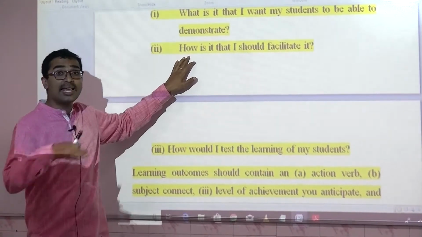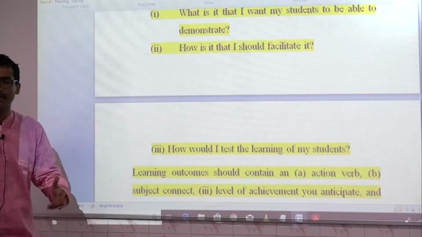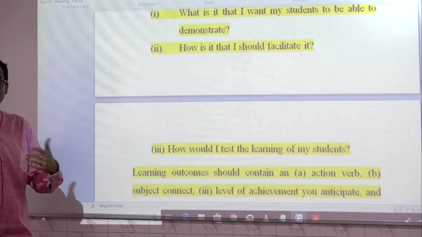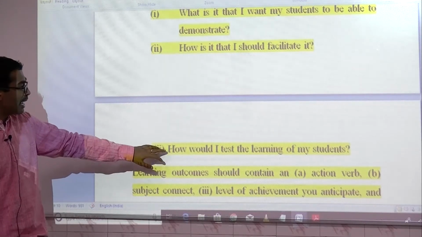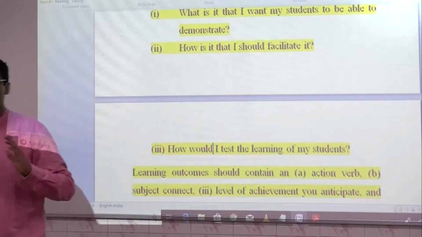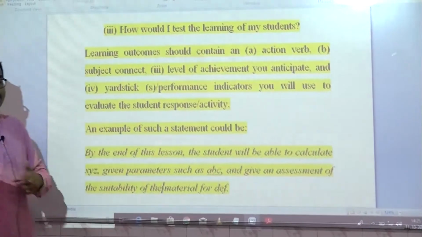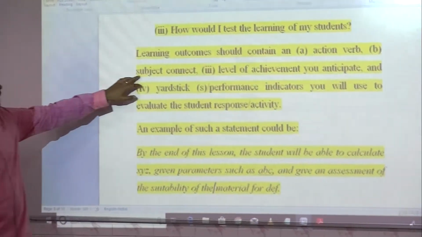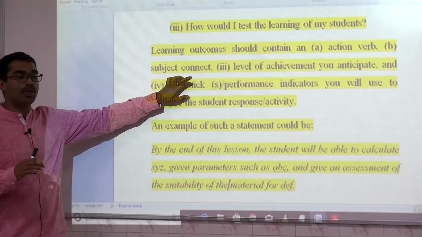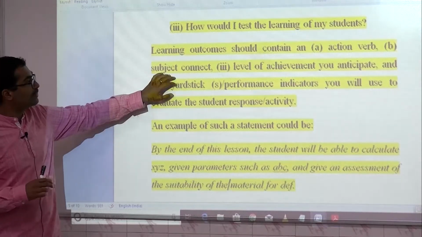And how can I facilitate them with suitable reading materials or discussions or questions and interactions? And how would I test this learning that has occurred in my student? How would my student reliably demonstrate the learning they have had? Typically, learning outcomes should have an action verb because the student has to do something. There is a performance involved. There should be a subject connect. And I'll give you an example of that.